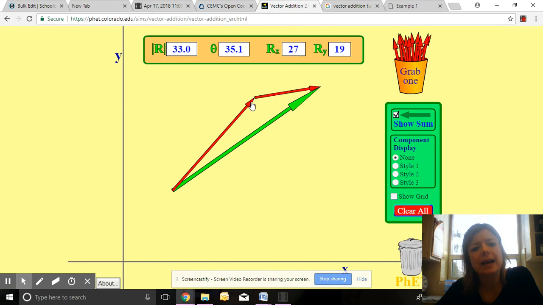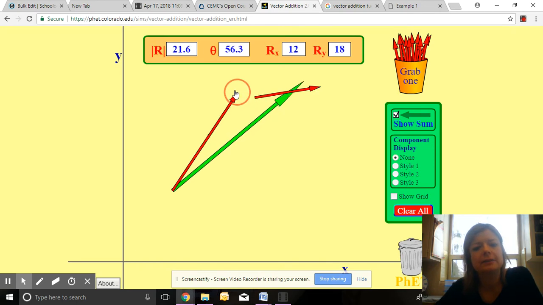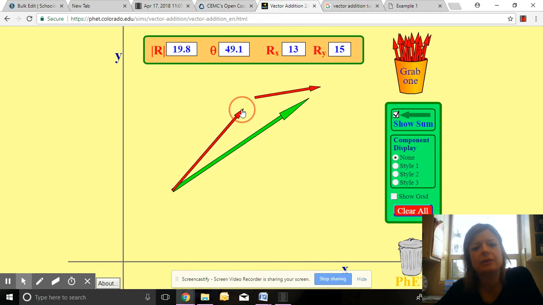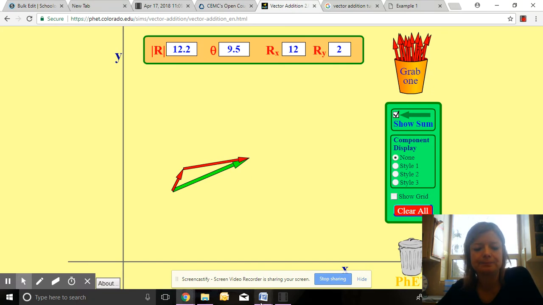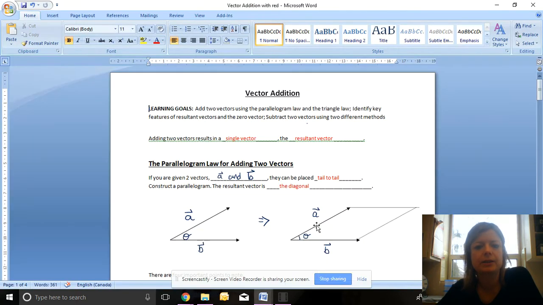You can see as we change this, it will change the resultant. If we make it shorter, then this vector has more power over where it's going to go. So how you change these two vectors has a great impact. Okay, so let's get to the notes.